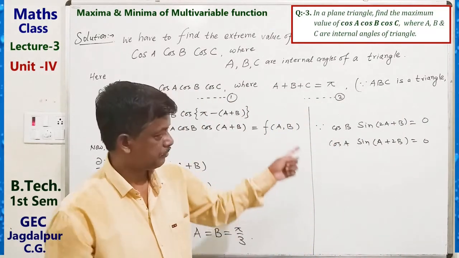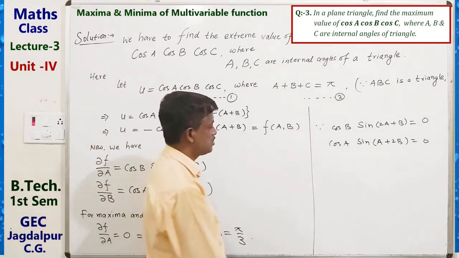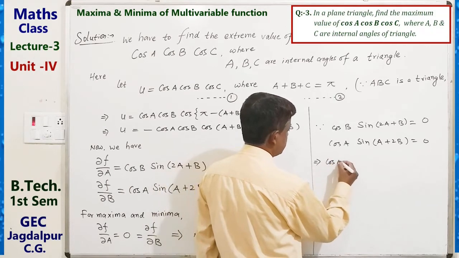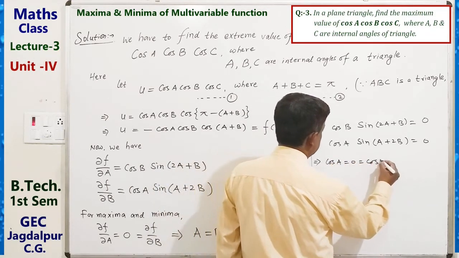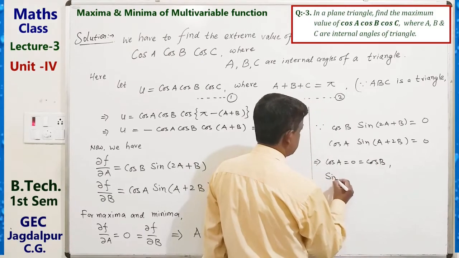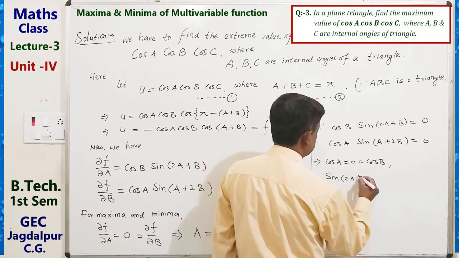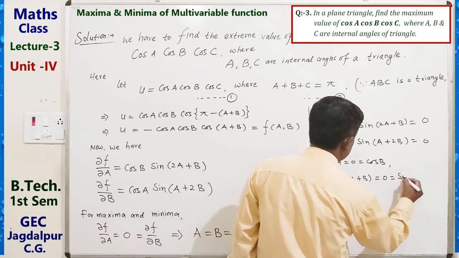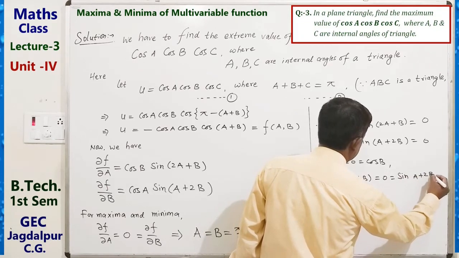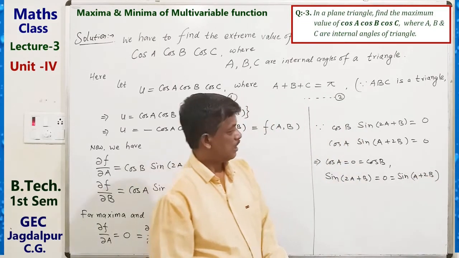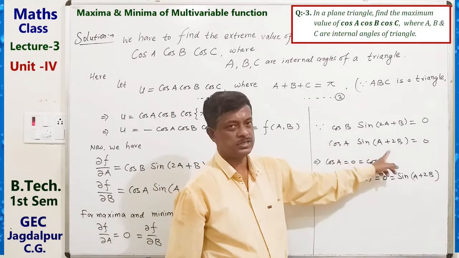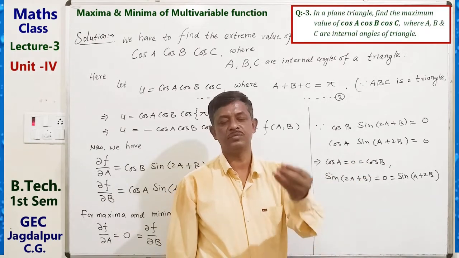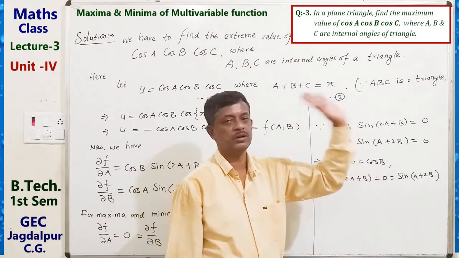See here, its solution implies cos a equals 0 equals cos b, and sin(2a + b) equals 0 equals sin(a + 2b). Means either this equals 0 or this equals 0, you can equate it. a equals 0, b equals 0. If a equals 0 and b equals 0, there will be no triangle. So it is not considerable.